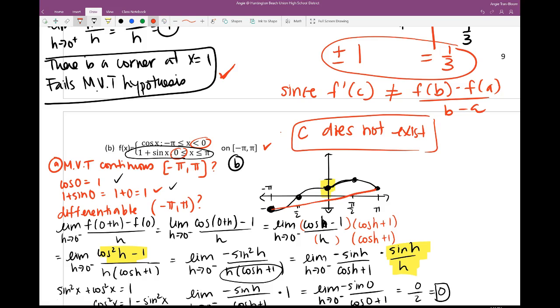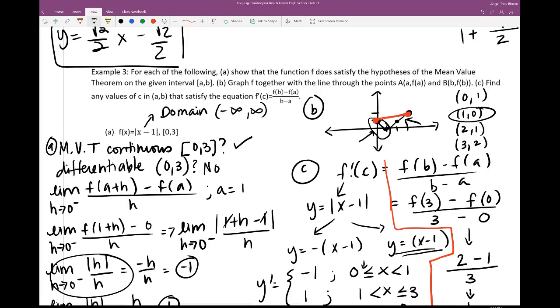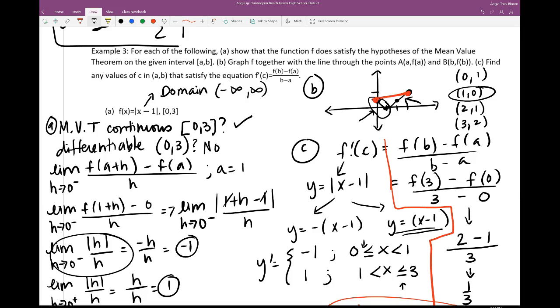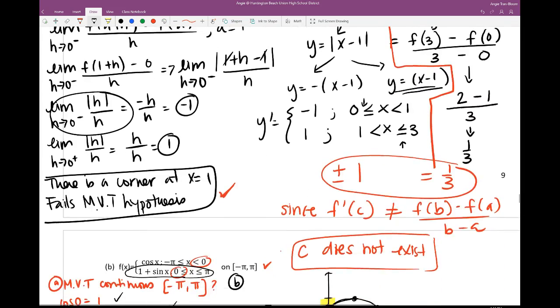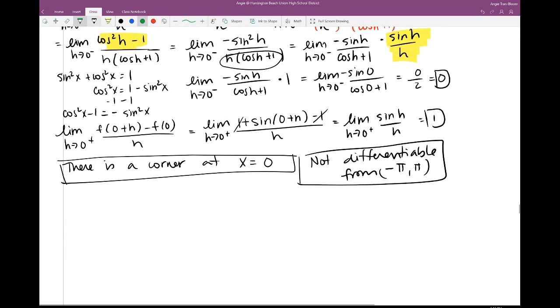Okay. Part C, I forgot. I did B. B took so long that I forgot. I'm sorry, the proof for A took so long that I forgot. Find any value of c in between the interval a to b that satisfies the function. Okay, let's see it. From just looking at this graph, would you agree there might be how many? 1, 2, and 3, okay? So let's see if our math matches with our picture.